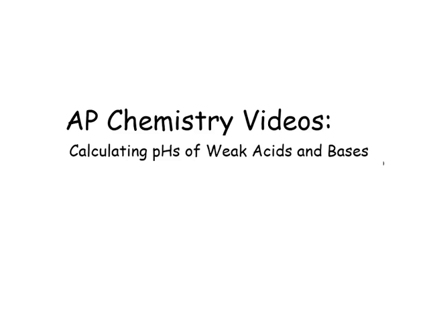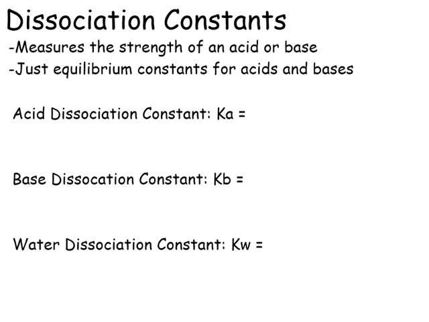Hey everyone, today we'll be calculating the pHs of weak acids and bases. So to calculate the pH of a weak acid or a weak base, we have to take the dissociation constants into account, and they're just a measure of the strength of an acid or base, and they're just normal equilibrium constants applied to acids and bases.